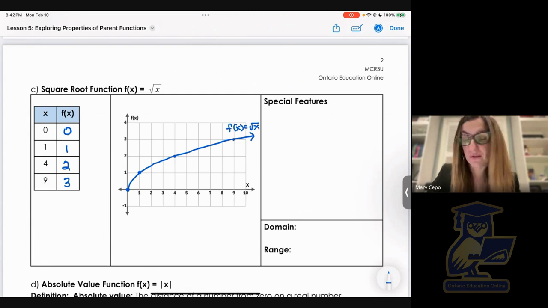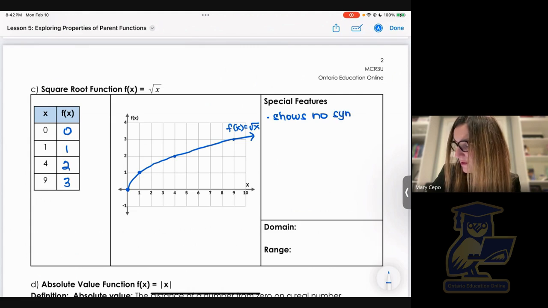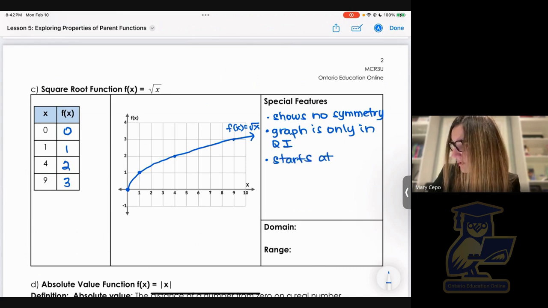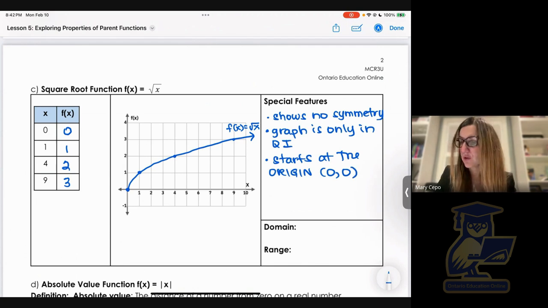What are some special features? Well, there is no symmetry here, so it shows no symmetry. Okay, the graph is only in that first quadrant. The graph is only in quadrant 1 and starts at the origin, which is (0, 0).